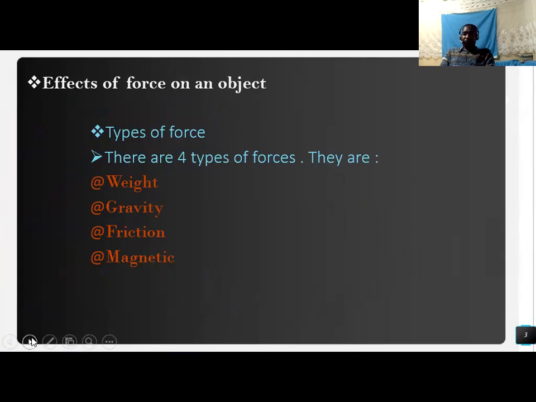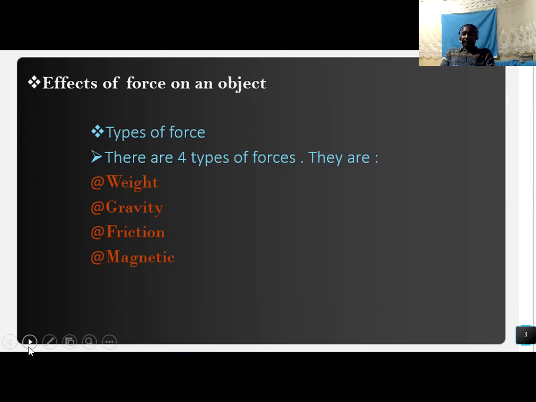Effects of force on an object. Pupils, it makes stationary objects move. It also makes a moving object stop or increase its speed. Force changes the direction of a moving object, and it also changes the shape of an object.